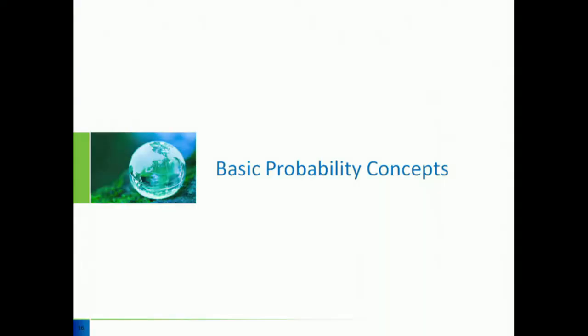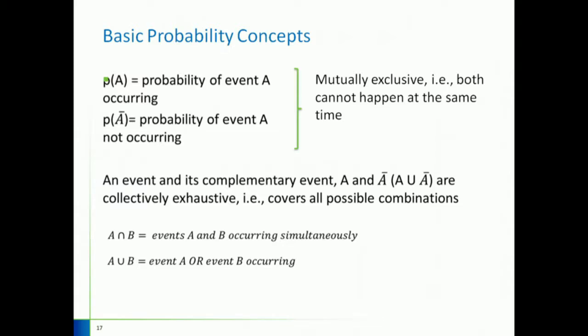Okay, here's the hopefully not so boring part. Basic probability concepts. This terminology is P, in parentheses A, probability of event A occurring. And this little sign here means the mutually exclusive part, or complementary events of the A, which is probability of event A not occurring. They are called mutually exclusive, which means both cannot happen at the same time. You have either the one or the two. An event and its complementary event are collectively exhaustive and cover all possible combinations.